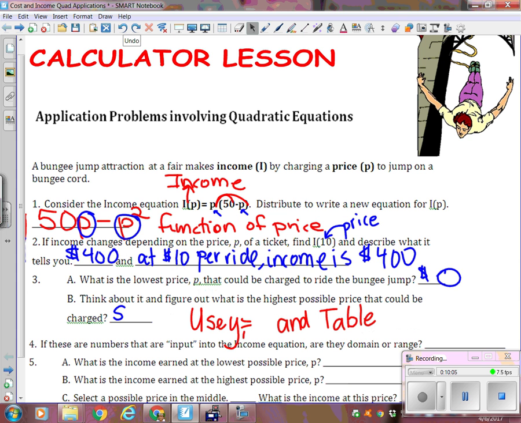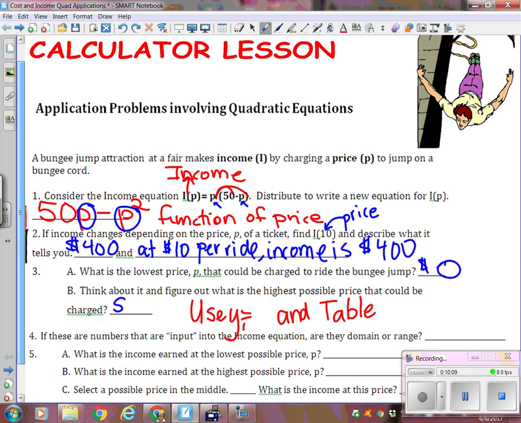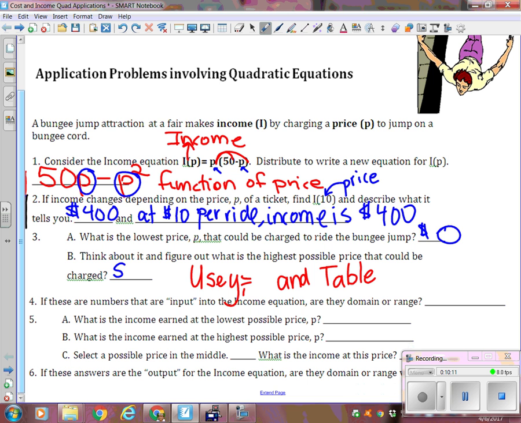if these numbers are the input, are they the domain numbers or range numbers? Because we were putting price numbers into the equation. Remember 50 times $10 price? So are they domain or range? They are domain. What you put into the equation is the domain. What you get out of it is the what? Range. So we're actually trying to connect this real world problem back to words we already know.